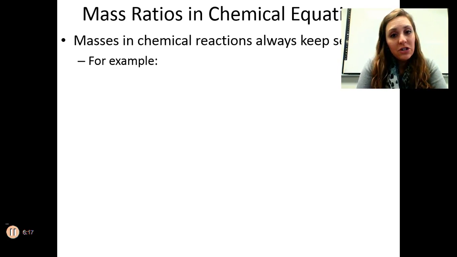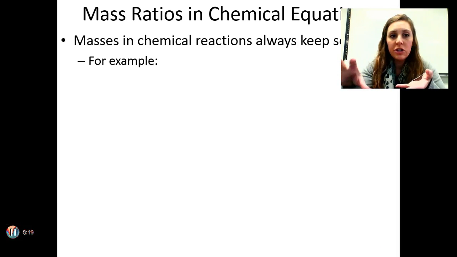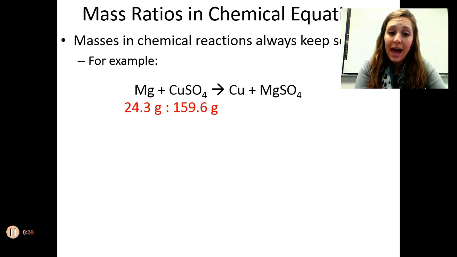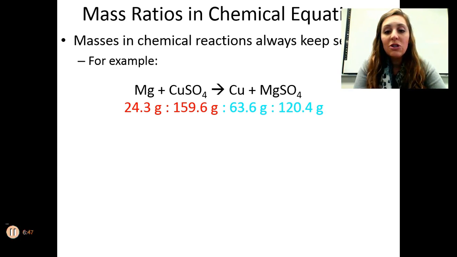So in a chemical reaction, you're always going to have set ratios when you're dealing with your masses. And what do I mean by that? Let's look at this equation where you have magnesium reacting with copper(II) sulfate to produce copper and magnesium sulfate. I know, based on calculations, that 24.3 grams of magnesium will fully react with 159.6 grams of copper(II) sulfate, and that's going to make 63.6 grams of copper and 120.4 grams of magnesium sulfate.